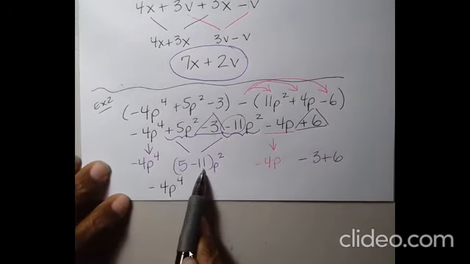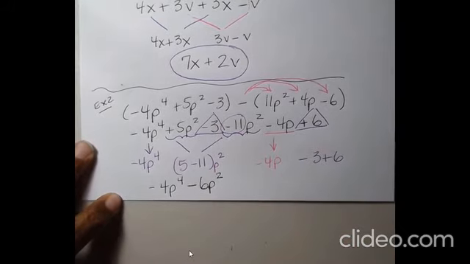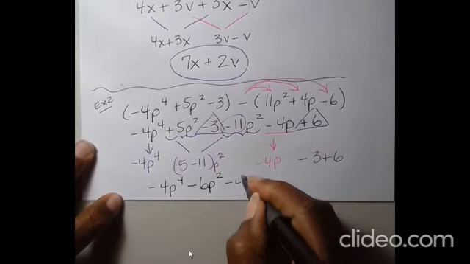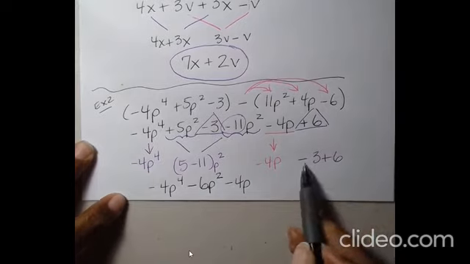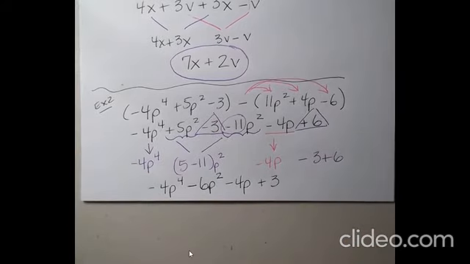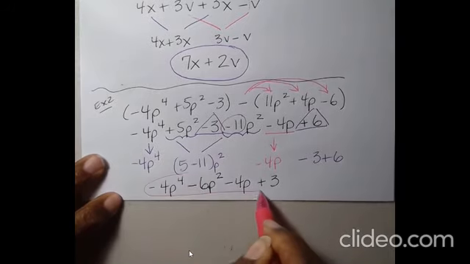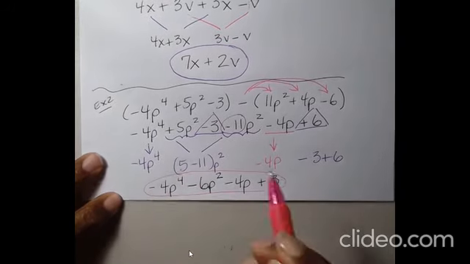5 minus the 11p is negative 6p squared. All we had was minus 4p. We'll keep that. Negative 3 plus 6 is a positive 3. And we have simplified this polynomial based on the like terms.